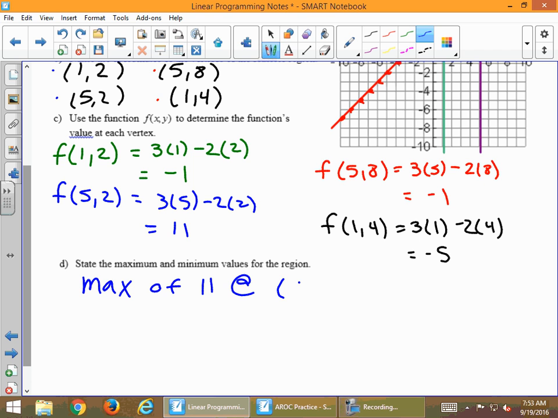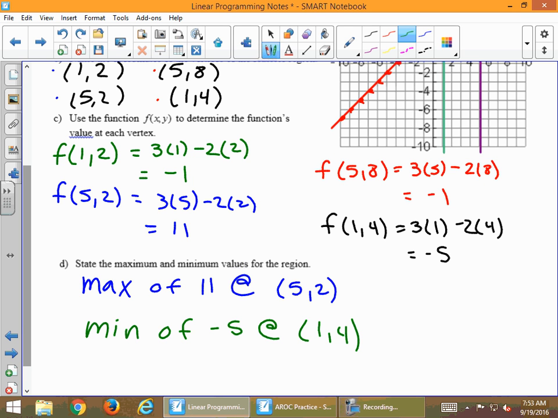at (5, 2). What's our minimum value? -5. Good. So we say we have a min of -5 at (1, 4) because that's what gave us that value. And we are done. Questions over that?